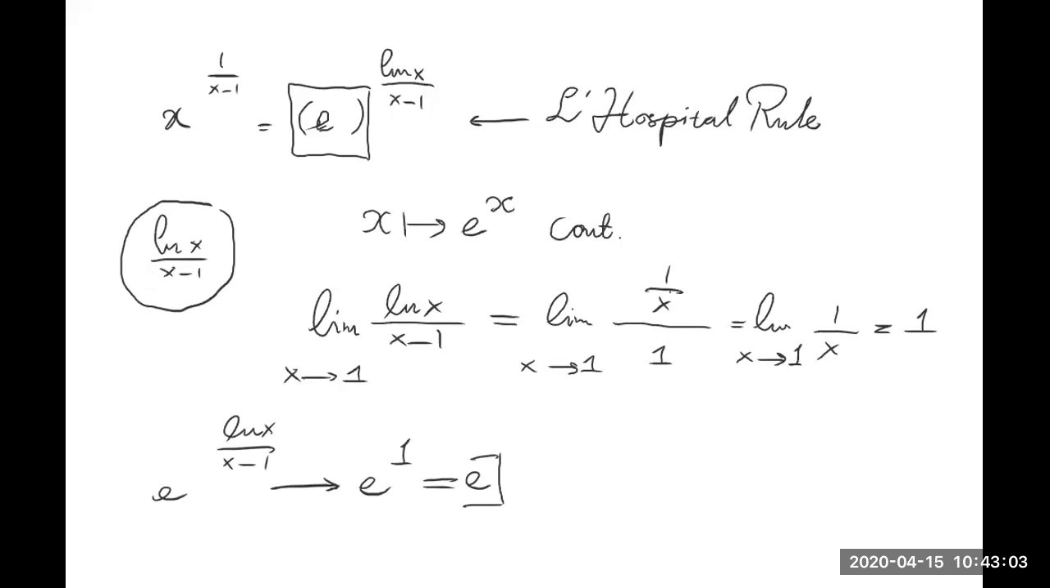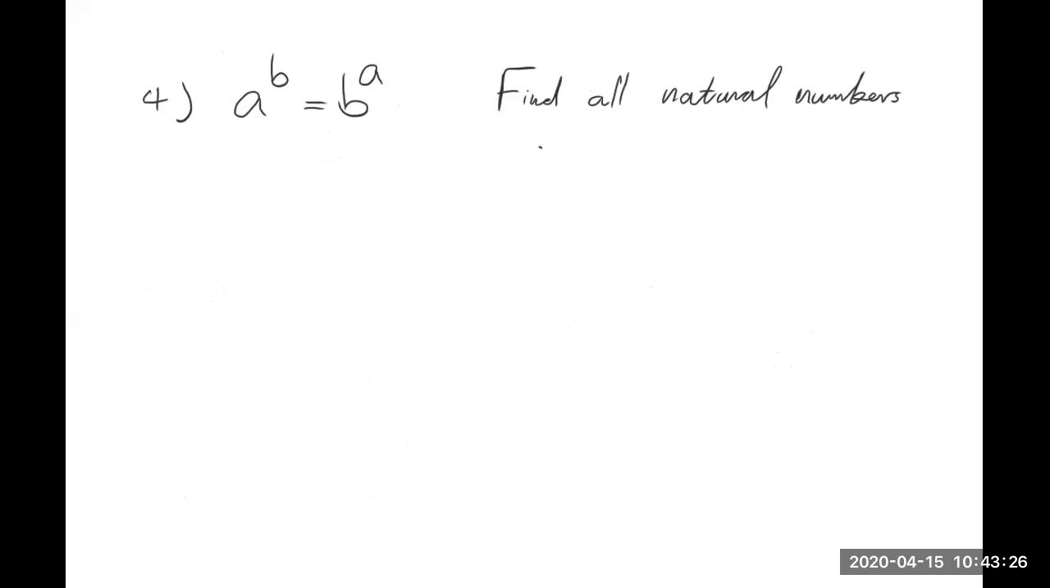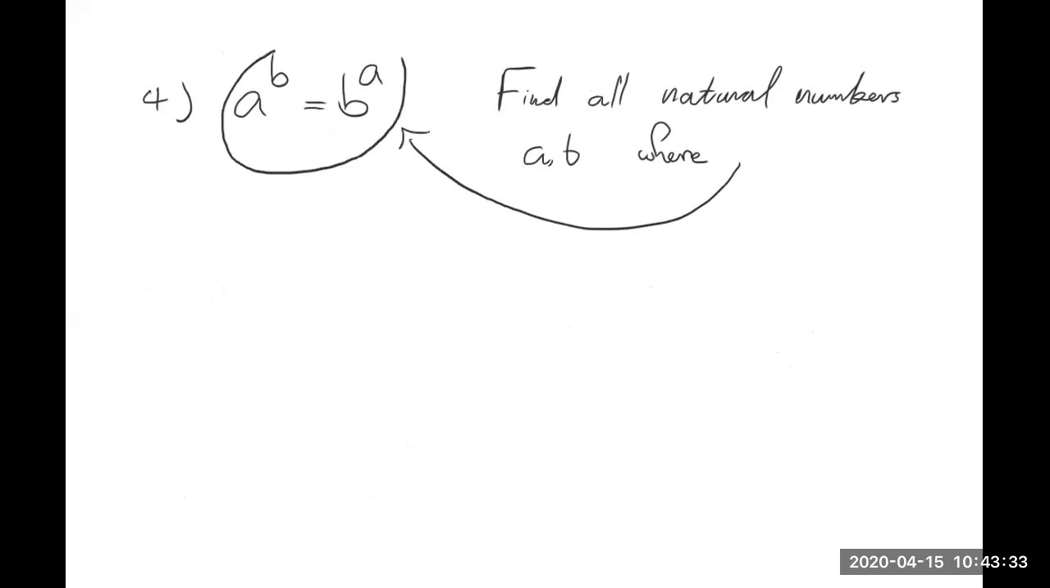Okay. If not, let's go to the next question. Fourth question, sorry. The fourth question: we have this equation, a to the b equals b to the a. Find all natural numbers, positive integers, a and b, where they satisfy this equation. It's not obvious how it's related to analysis or derivative. So think about that.